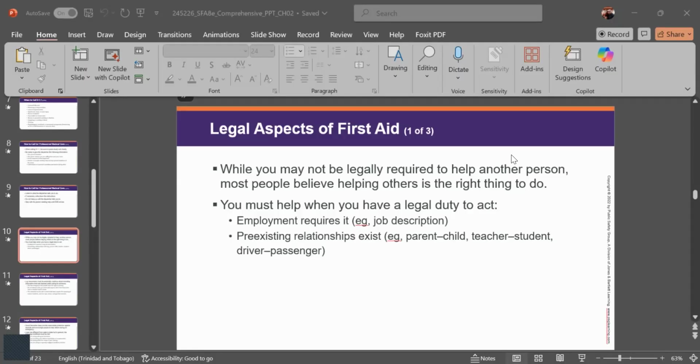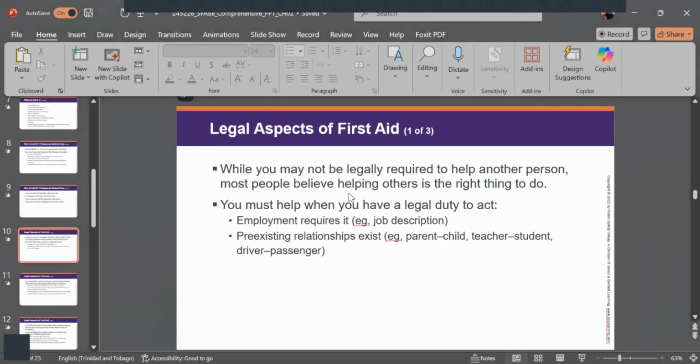All right. So when do we provide care? We can provide care on a voluntary basis, or if we have a legal duty to respond. If there's a pre-existing relationship, such as a parent and child, teachers and students in school. Of course, with the teacher and the student in Trinidad and Tobago, the Ministry of Education has some preset guidelines that you would need to comply with as well. Okay.